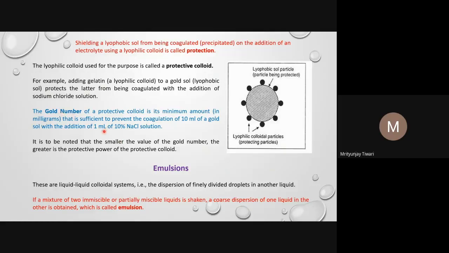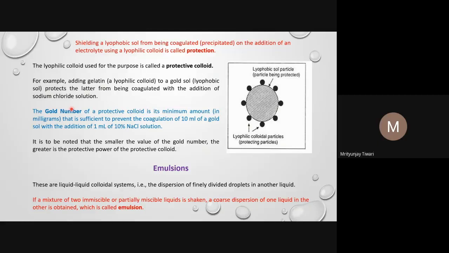So if you add 1 ml of 10% NaCl solution, and you use a minimum amount of a particular lyophilic colloid which can prevent coagulation of the gold salt by the addition of this solution, that minimum amount of the protective colloid, the lyophilic colloid, is called the gold number. So this gold number is a property that differs; this value depends on the different types of lyophilic colloids.